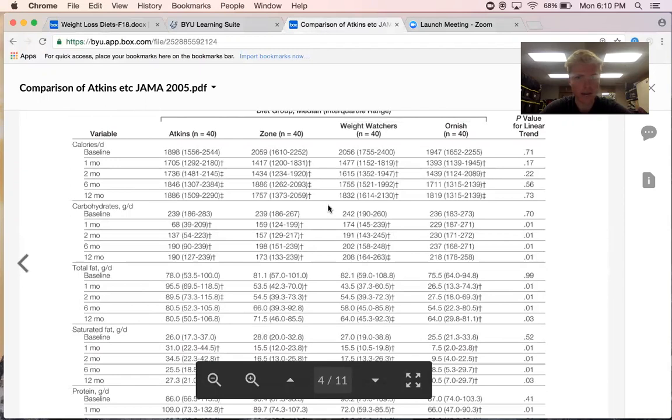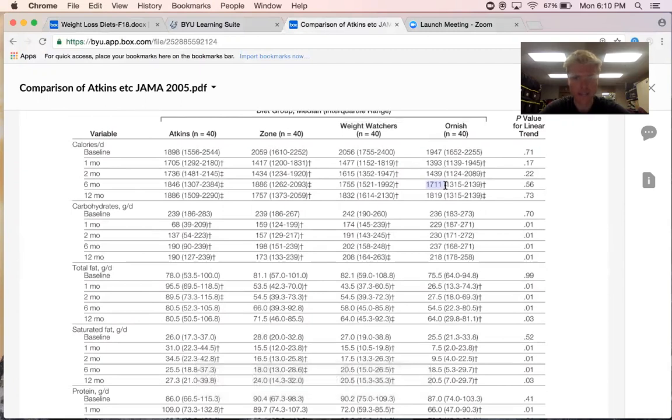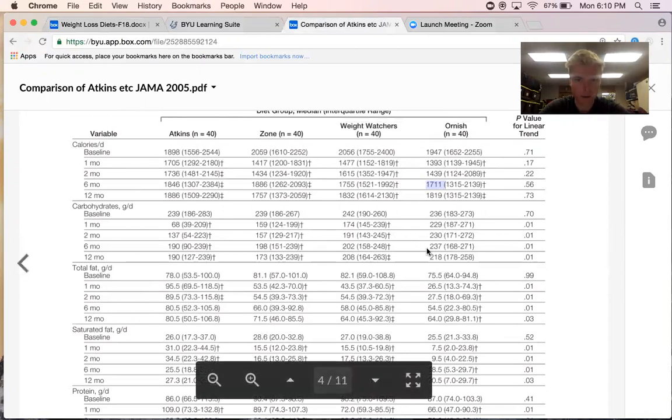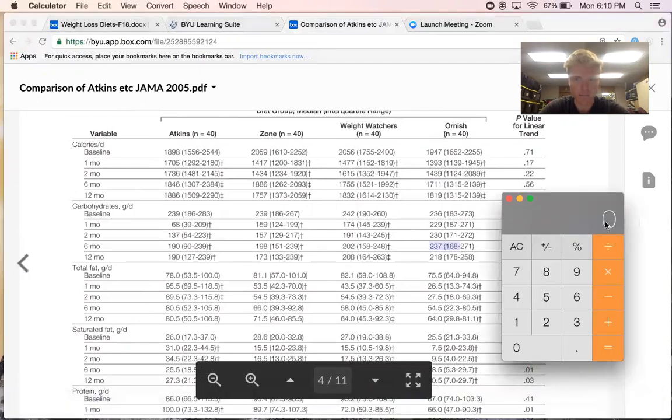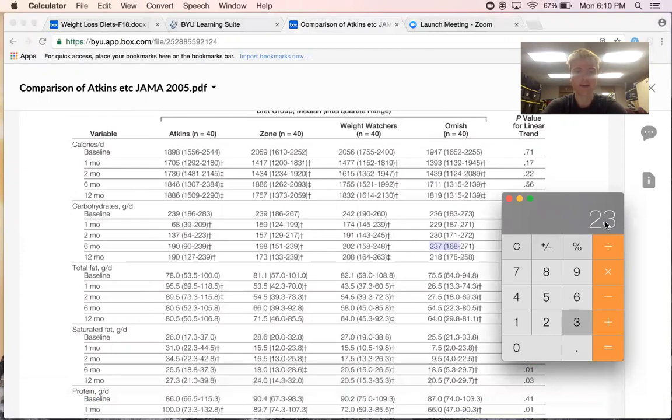So let's look at the Ornish diet right here, and let's look at 6 months. They had 1,711 calories at month 6. And let's do carbohydrates. They had 237 grams of carbohydrates. All we're going to do is multiply that by 4, because it's 4 calories per gram. So that's going to give us 948 calories coming from carbohydrates.